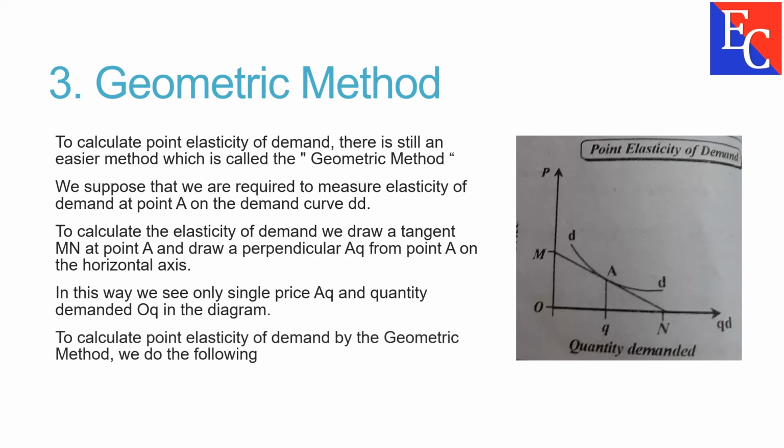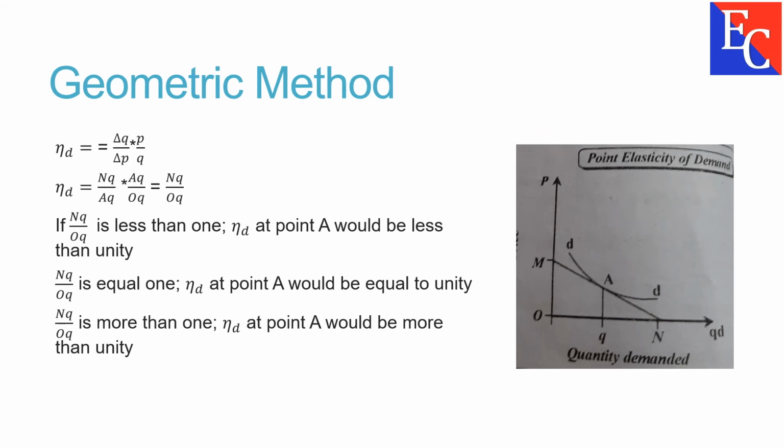To calculate point elasticity of demand by geometric method we do the following, where elasticity of demand is equal to NQ over OQ. If NQ over OQ is less than 1, elasticity of demand at point A will be less than unity. If NQ over OQ is equal to 1, elasticity of demand at point A would be equal to unity. If it is more than 1, elasticity of demand at point A would be more than unity.